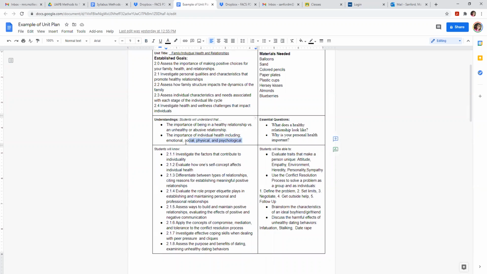Understandings, you'll have to come up with this on your own. In my unit, students are going to understand the importance of healthy relationships versus unhealthy. I think that's important. And the other thing I think is important is knowing about individual health and not just your physical health, but emotional, social, and psychological.